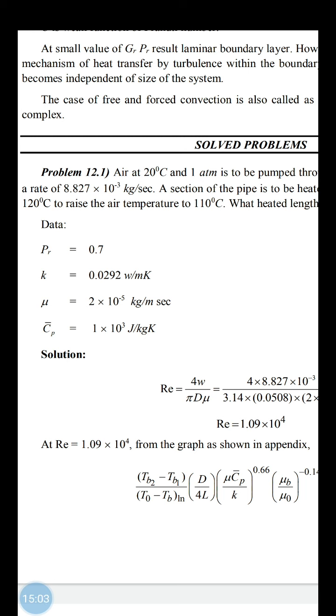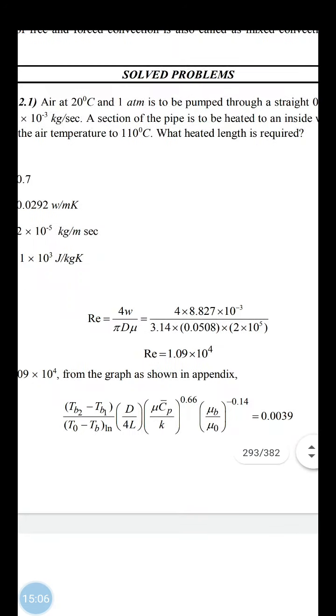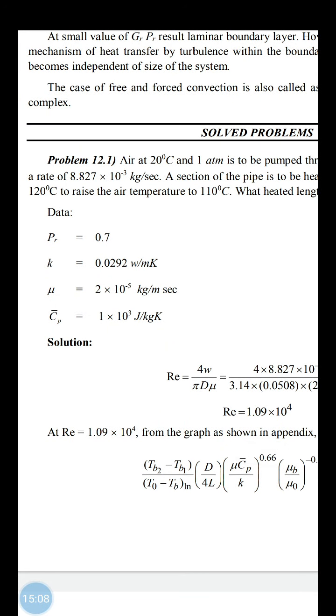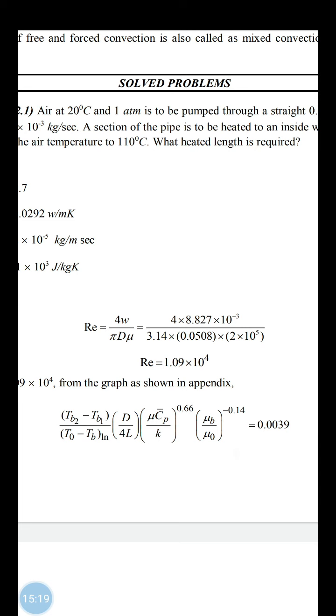So the length is asked and all values are provided to you. The values for Prandtl number, thermal conductivity, viscosity and Cp bar are given. So how to do the calculation? First of all, you have to find out the Reynolds number. Reynolds number is dVzρ by μ. The same equation can be written as 4W by πdμ. Put these values and find out the Reynolds number. You will get 1.09 times 10 raised to 4.